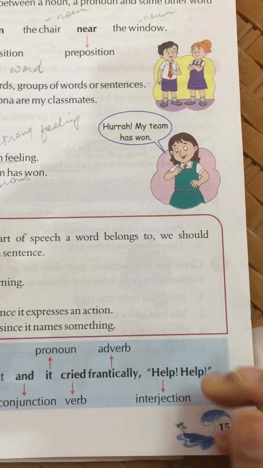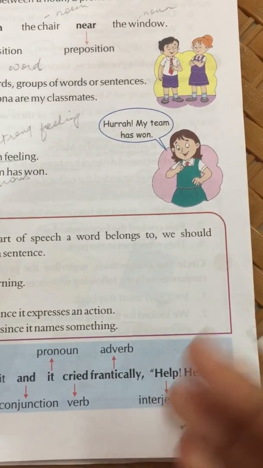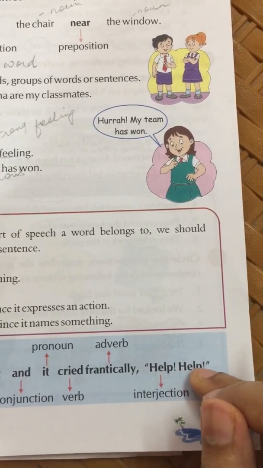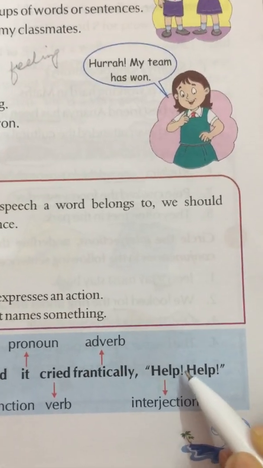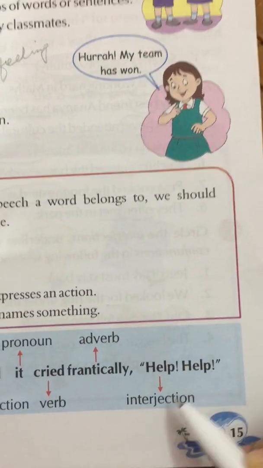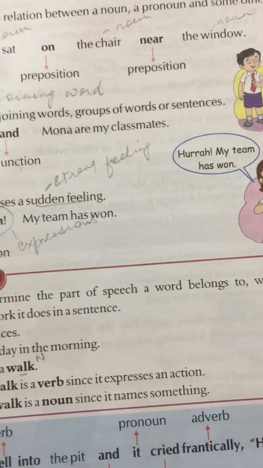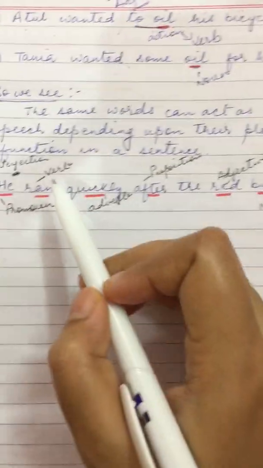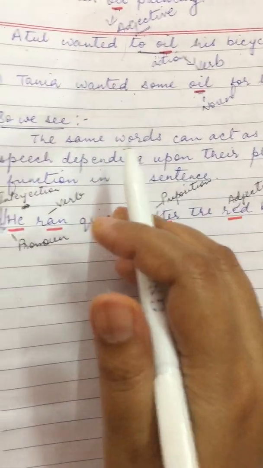Help, help. Now this is an interjection because it is showing a sudden feeling. It is expressing a feeling. There is a strong feeling, emotion is there. And it is written with an exclamation mark also. So it is an interjection. Alright. So now I am going to give you a similar kind of example here. I have written a long sentence where you will find all the parts of speech.